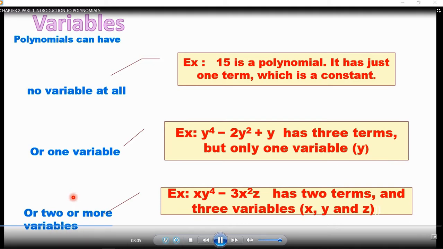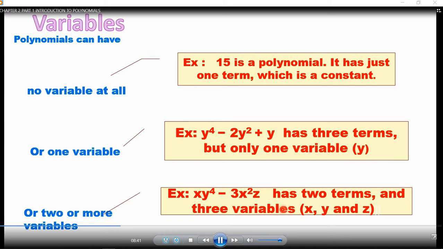And the third part is that the polynomial can have 2 or more variables. So there are 3 broad categories: either no variable, or one variable, or 2 or more variables. Now here you are seeing there are 2 variables in this term: x into y raised to 4, and here you are again seeing 2 variables in this term: 3 x squared z.